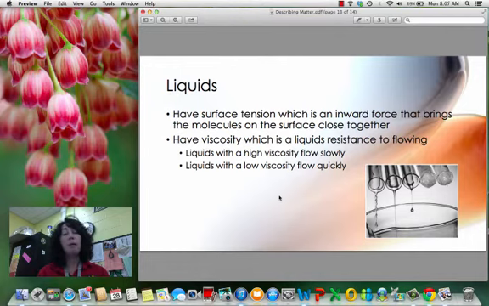Liquids. Some properties of liquids. They have surface tension, which is this inward force that brings the molecules on the surface close together. And so that's why water sort of bubbles up. It's got that surface tension.